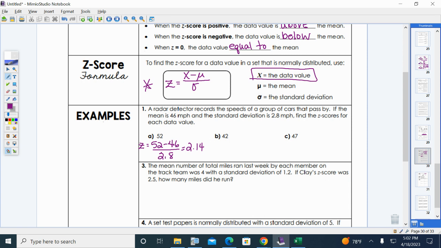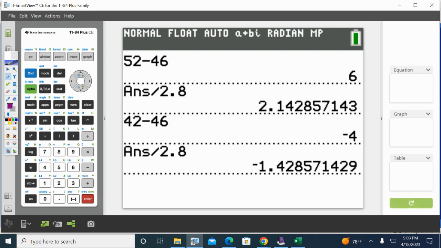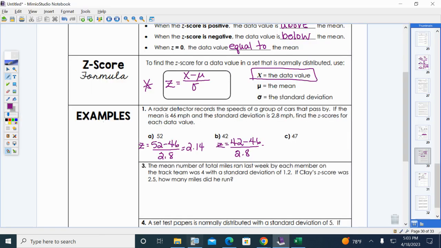Let's look at example B. Same thing. I want to find the z-score. My data value, which is x, is the 42, minus the mean, which is the 46. And again, I'm dividing by the standard deviation of 2.8. So 42 minus the 46, and then again dividing by that 2.8 gives me negative 1.43, which tells me, because it's negative, 42 falls below the mean, and it falls 1.43 standard deviations below the mean.